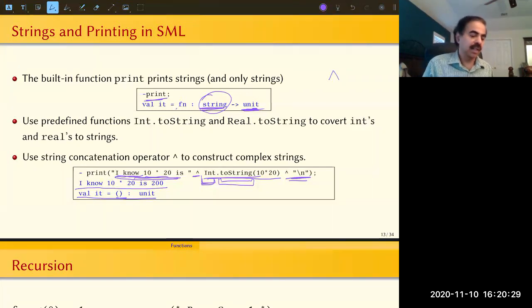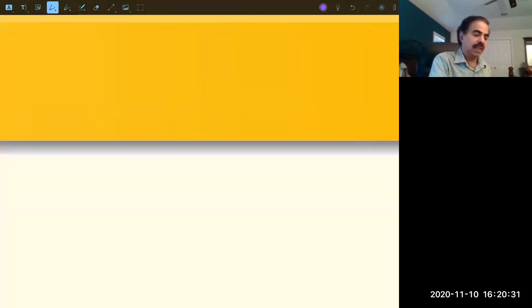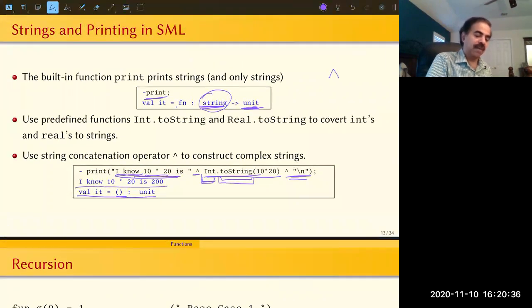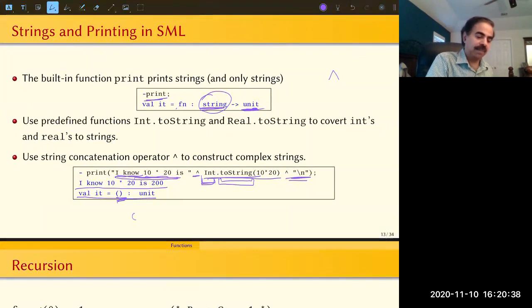Okay, a nothing value is denoted by a pair of empty parentheses like this.